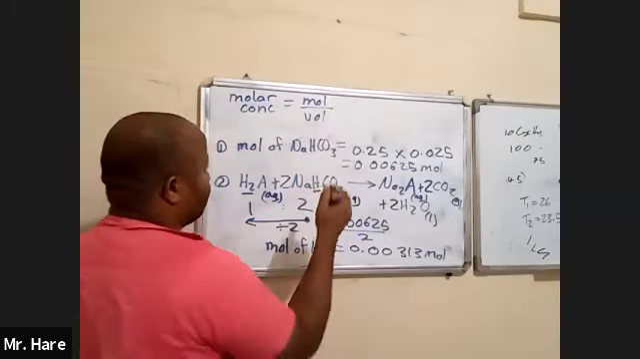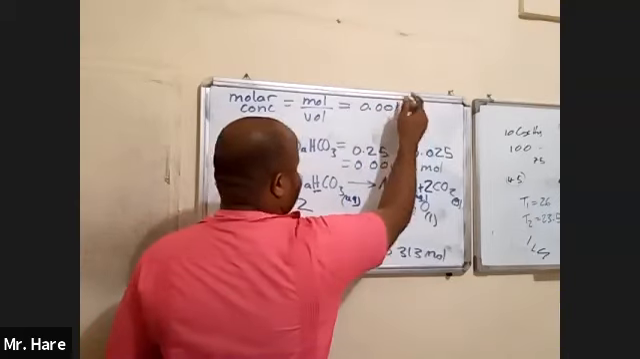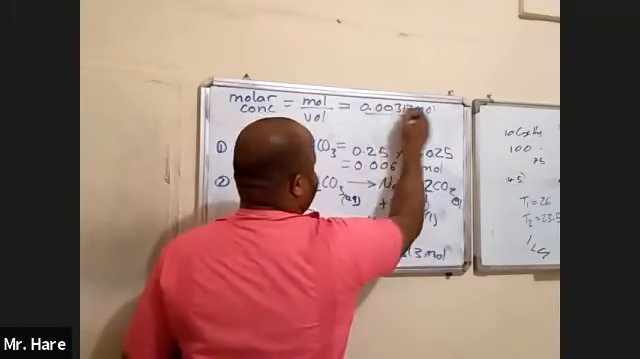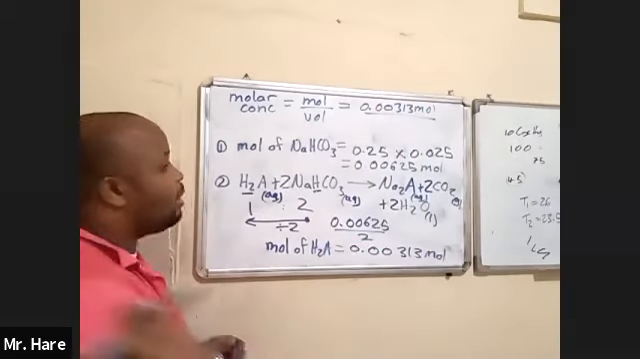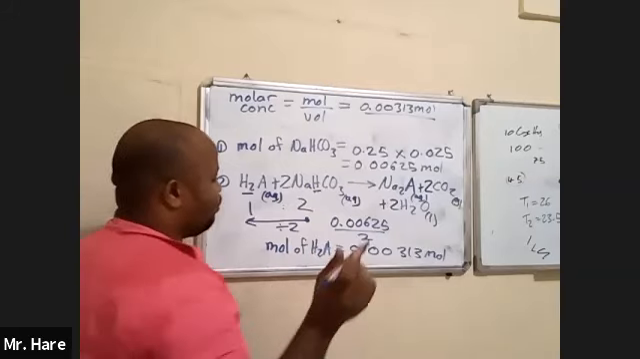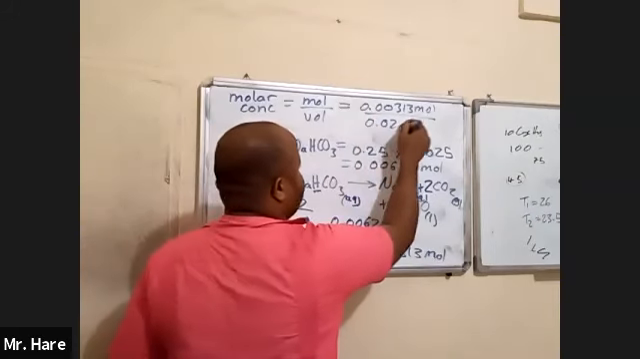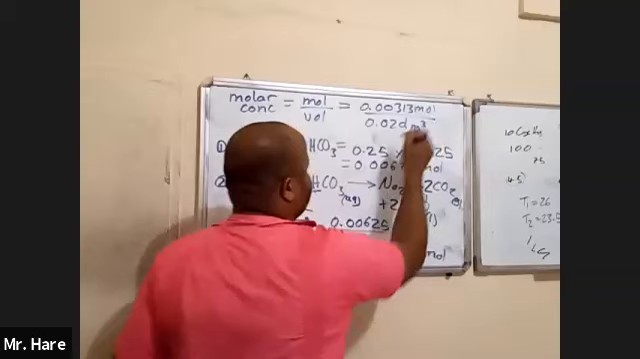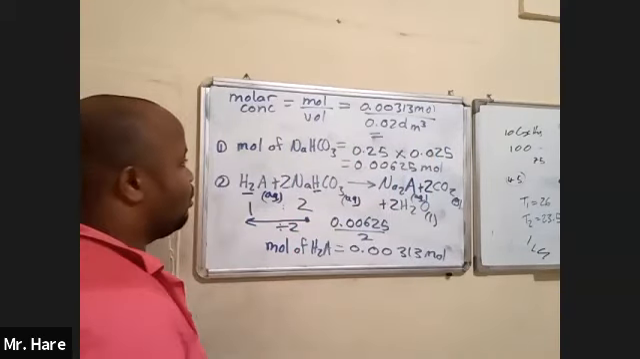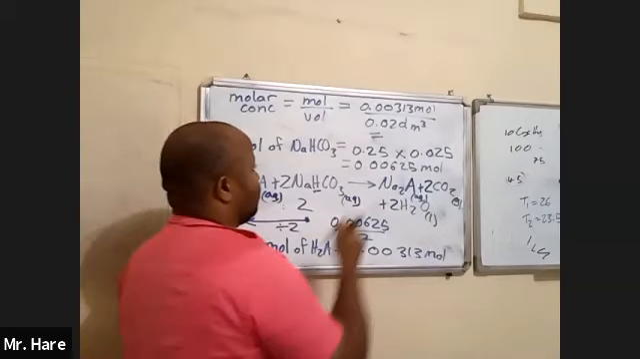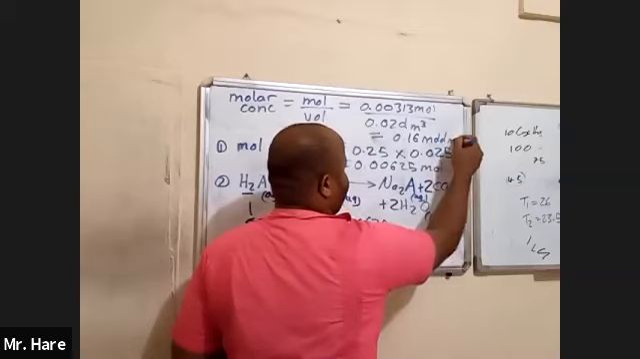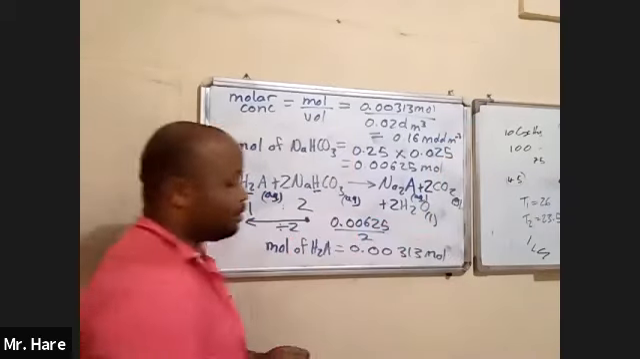So the mole was 0.001313 divided by the volume, which is 0.02 dm cube. And what's the answer? We get 0.16 moles per dm cube. All right, 0.16 moles per dm cube.